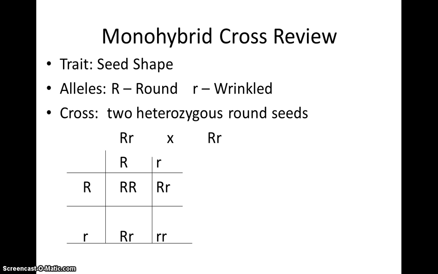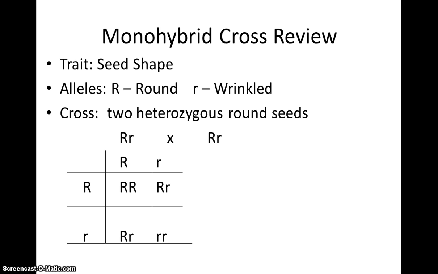And you might be wondering, why are we dealing with seed shape so much? Well, this goes back to Gregor Mendel and all his work with pea plants. So those are used very commonly. So the alleles that we have here are big R for round, so because it's capital, that's our dominant one, or little r for wrinkled. So that's the recessive one.